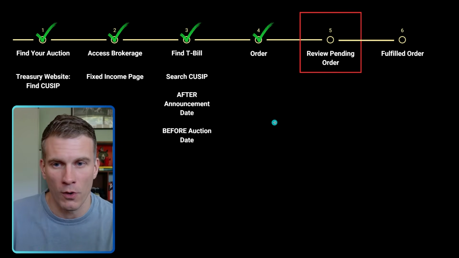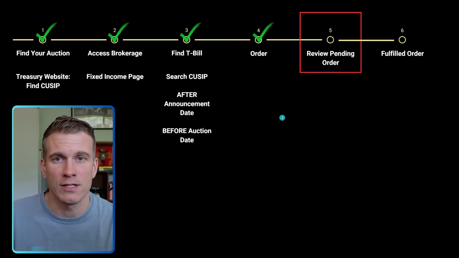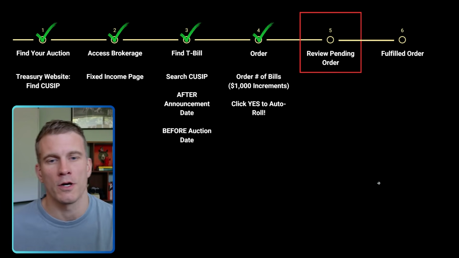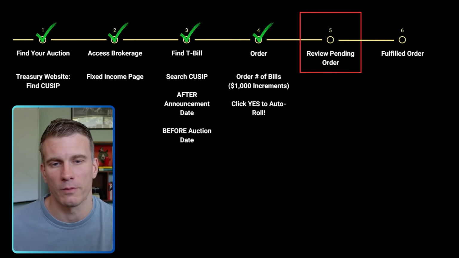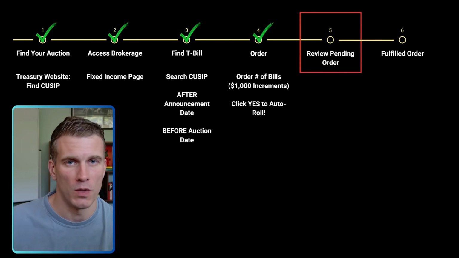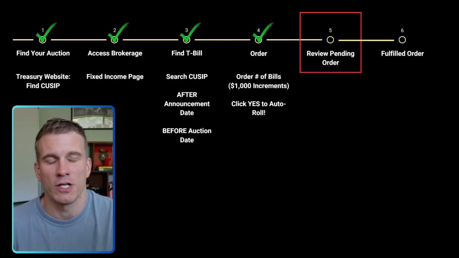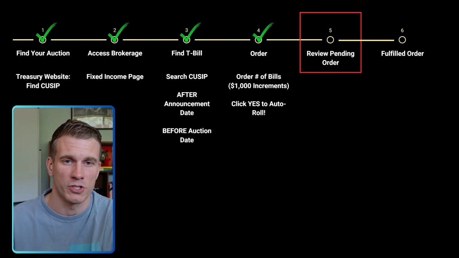So if you search for it during dates outside of that range, it's not going to show up, which can get confusing. And finally, when you're doing the order, you're just going to do it in $1,000 increments, and you put in the number of bills you want. So if you want $1,000, that would be 1 bill. If you want $2,000, that would be 2 bills. And then make sure you click yes on auto roll. So that's going to enable it to be automatically purchased in the future.